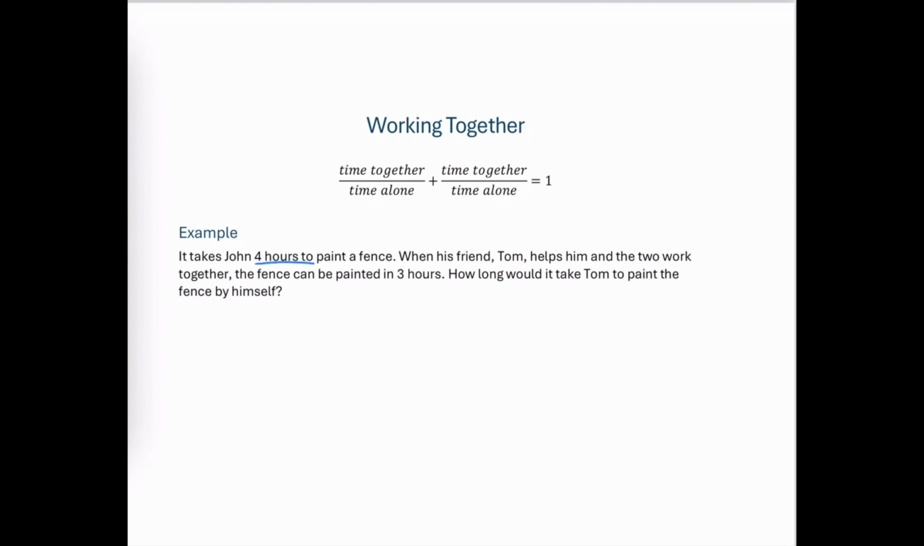It takes John 4 hours to paint a fence. When his friend Tom helps him and the two work together, they can paint the fence in 3 hours. How long would it take Tom to paint the fence by himself?